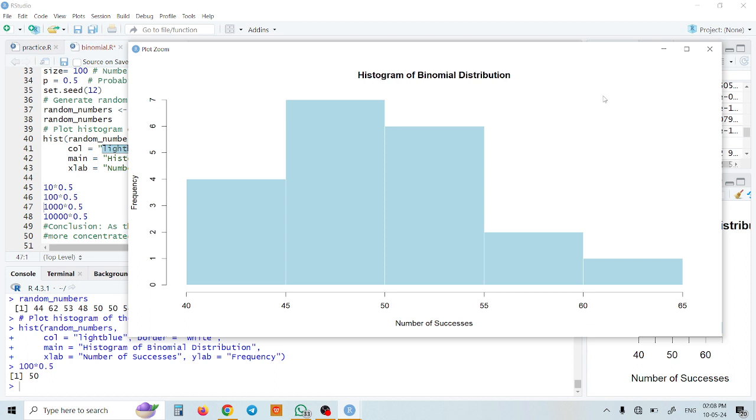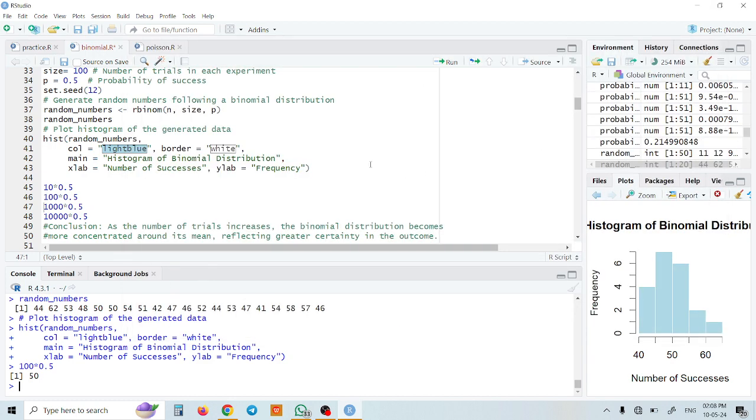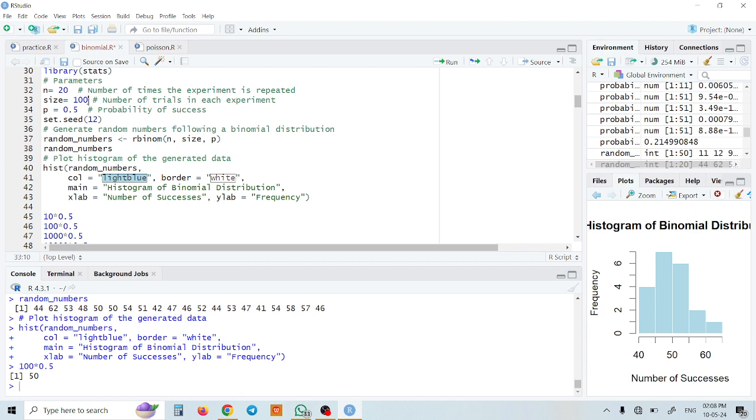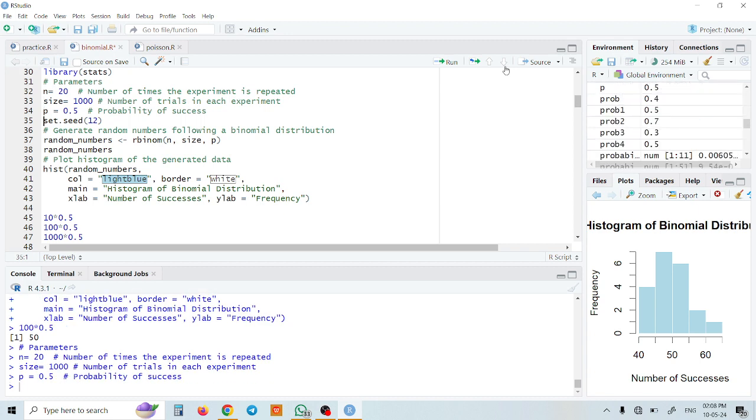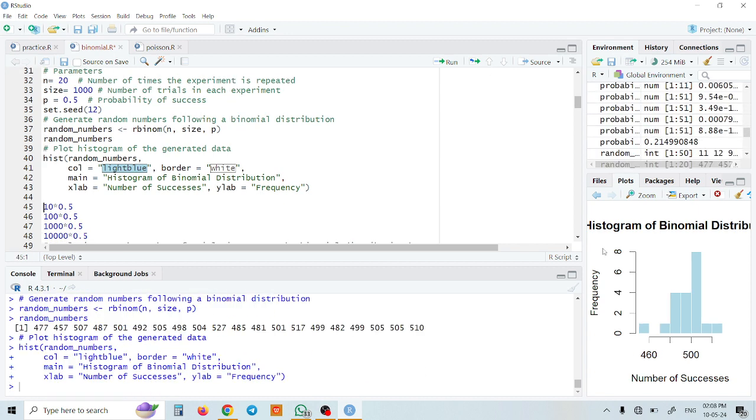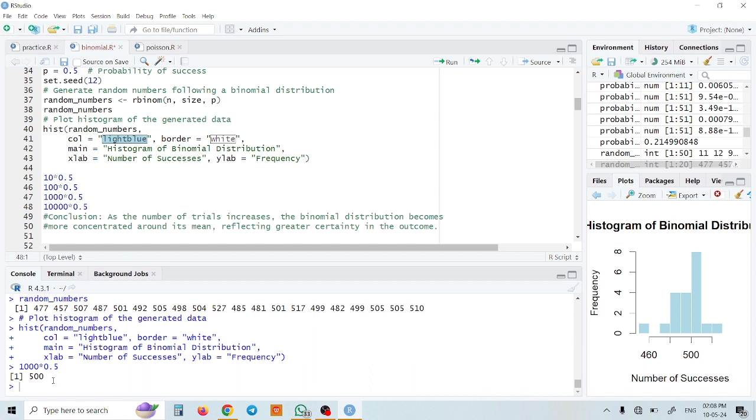As I am increasing the number of trials in the experiment, the data is very close to the mean, right? The outcome becomes more certain, right? So if I do this maybe 1,000 times, let us run this and see. First let us see what the mean is. So 1,000 into 0.5, so 500 is the mean. 500 is the average number of successes.